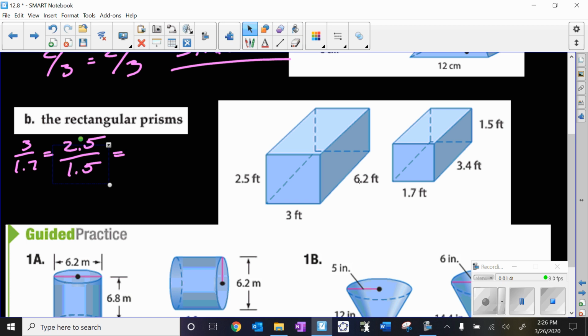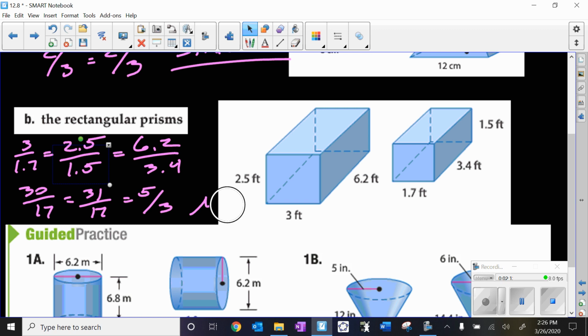And then finally, the 6.2 would go with the 3.4. If you took out your calculator and just divided these, and then turned them back into fractions, you would get 30 over 17, 31 over 17, and 5/3, which means that these are not similar either, which makes them neither similar nor congruent in this case.